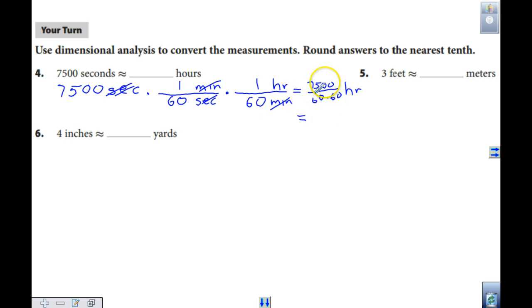And now punch that in the calculator. How many hours is that? According to the directions, round it to the nearest tenth. So what point what? Punch it in the calculator and shout it out. Whatever you get. 2 point what?